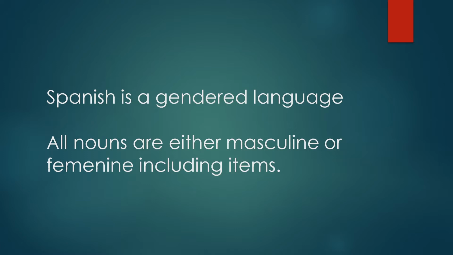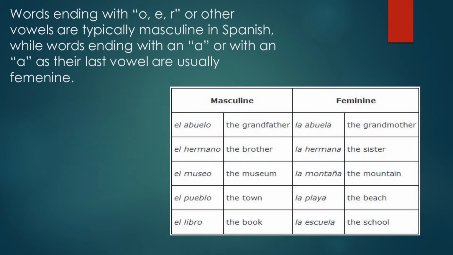They would either be masculine or feminine, which brings us to the very first interesting idea: how are we going to know if a certain word is masculine or feminine? Fortunately, it's quite easy and straightforward. Words ending with an O, an E, an R, or other vowels are typically masculine in Spanish, while words ending with an A, or with an A as their last vowel, are usually going to be feminine.